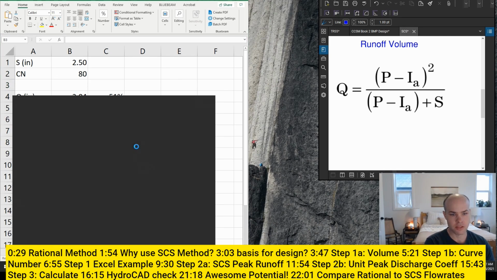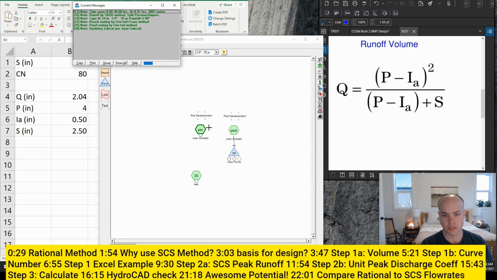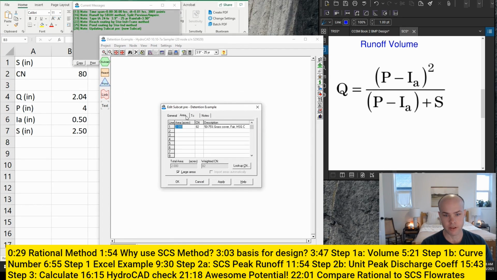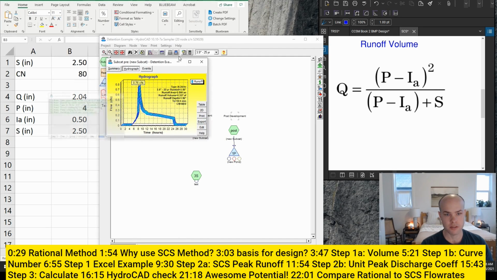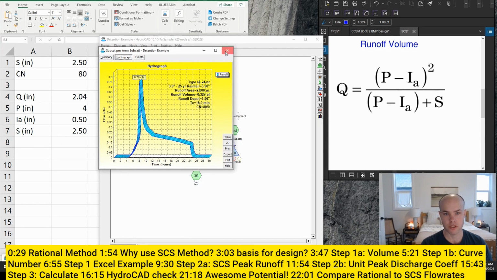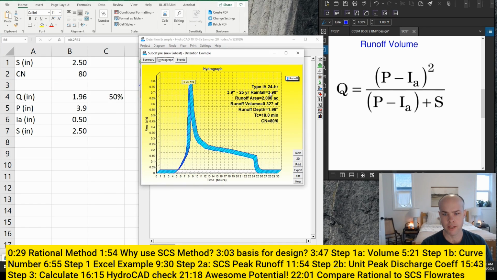Now, this is also available in HydroCAD. You open up a project. So let's look at this value. I have area of 2, curve number, let's set this to 80, and I'll keep my time of concentration at 18. I'm not going to be looking at that value just yet. First thing I'm going to be looking at is, I got a 3.9 inch storm, so let me change. Actually, I'll just change it right here, 3.9. So you can see 3.9 inches, runoff, 1.96.